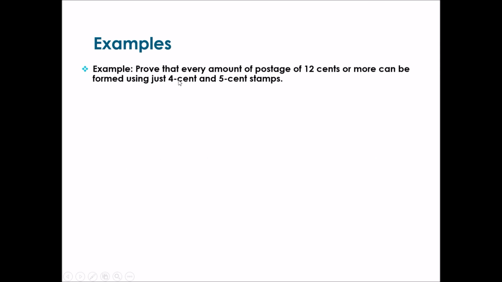Next example. Prove that every amount of postage of 12 cents or more can be formed using just 4 cent and 5 cent stamps. Okay, read it again. Prove that every amount of postage of 12 cents or more. We are not talking about the postage of the amount less than 12 cents. We are talking about the postage of amount 12 cents or more. So every amount of postage of 12 cents or more can be formed using just 4 cent and 5 cent stamps, right? So let's see how to prove this.